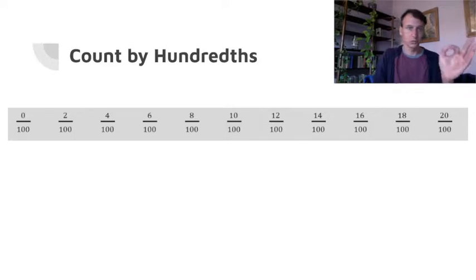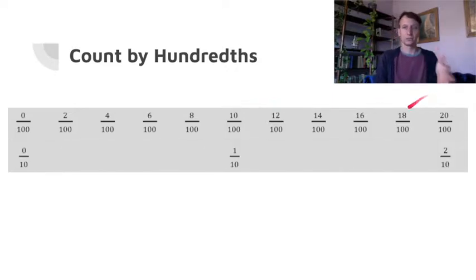Now, which of those could we put in simplified form specifically as tenths? Yes, 0 hundredths is equal to 0 tenths. 10 hundredths, 1 tenth, and 20 hundredths, 2 tenths. There they are. Moving on.